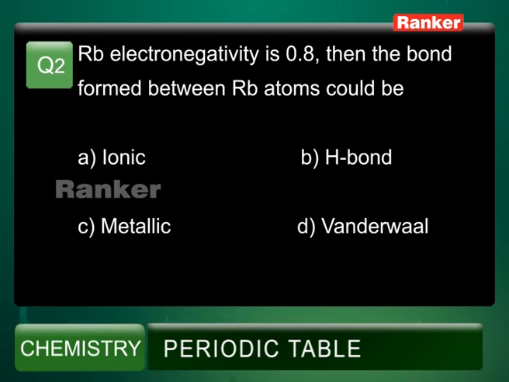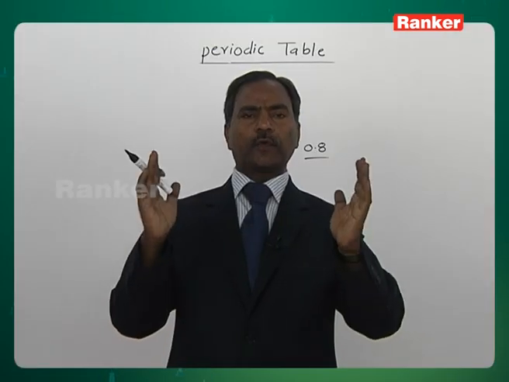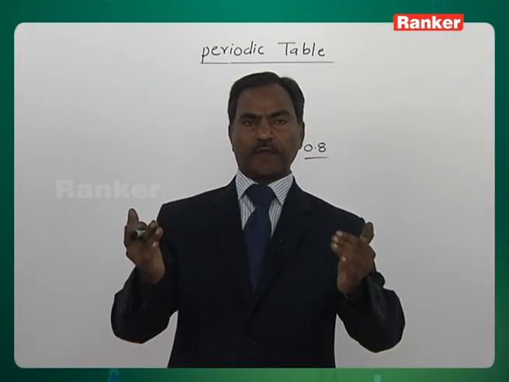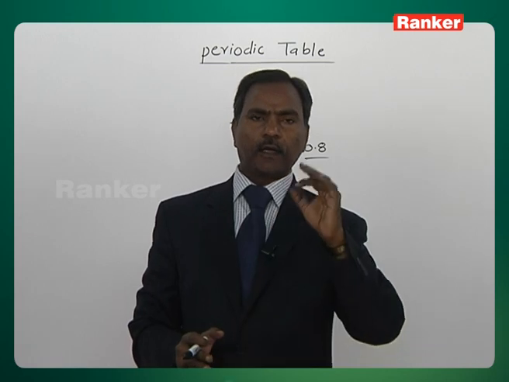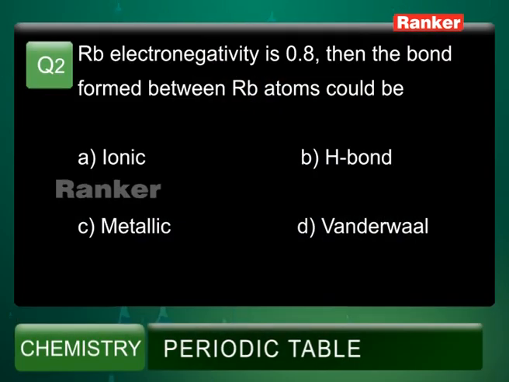Option A is ionic. Option B is hydrogen bond. Option C is metallic bond. Option D is van der Waals force. But between rubidium metal and rubidium metal, with low electronegativity given, there will be a metallic bond. Therefore, question number 2, the answer is C.